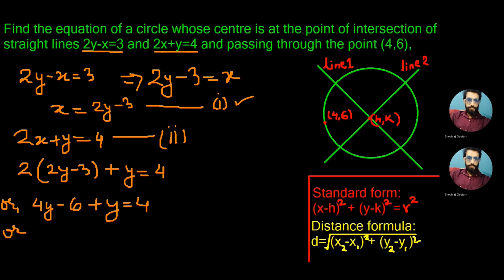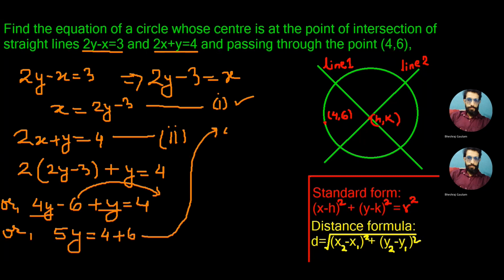Now, keeping the like terms together, we get 4y plus y as 5y, and minus 6 when taken to the right side with 4 will be equal to 4 plus 6. Now that can be written as 5y is equal to 10. So we get y is equal to 2 as 10 divided by 5 is equal to 2.